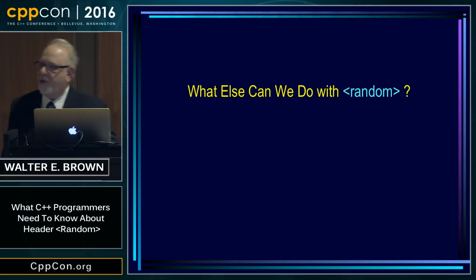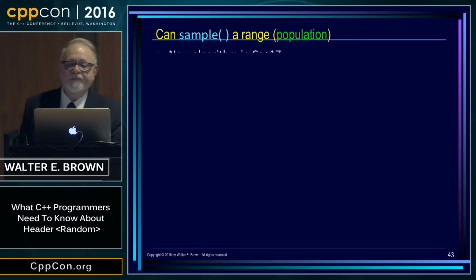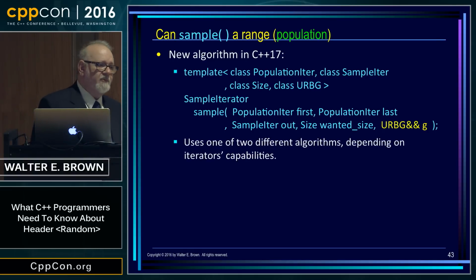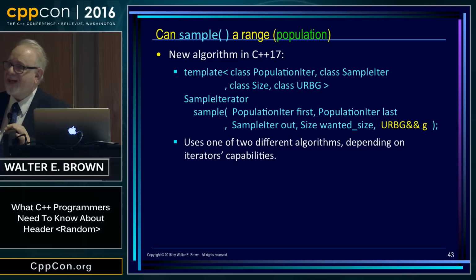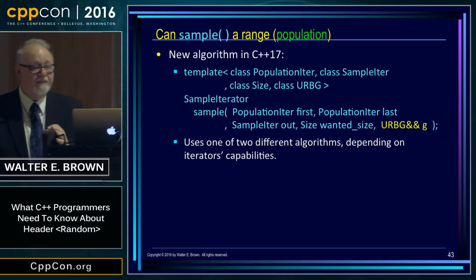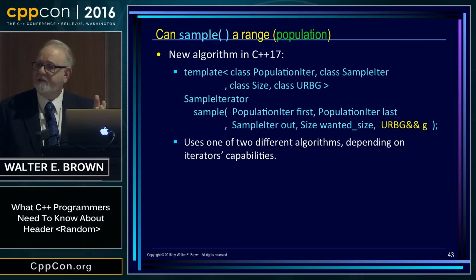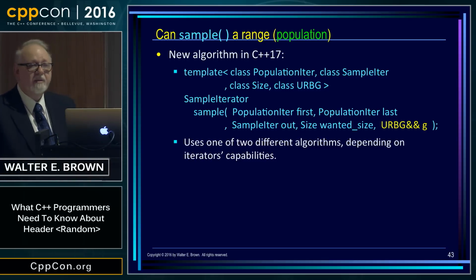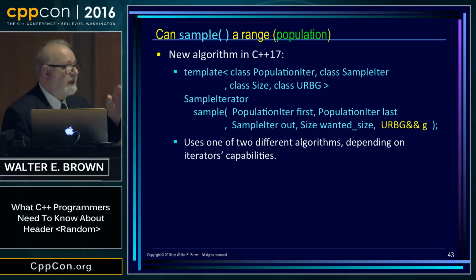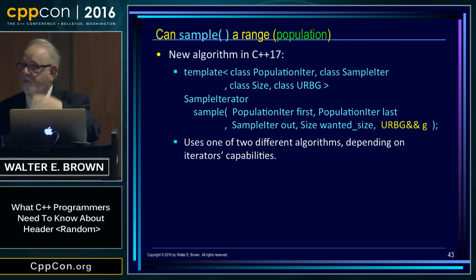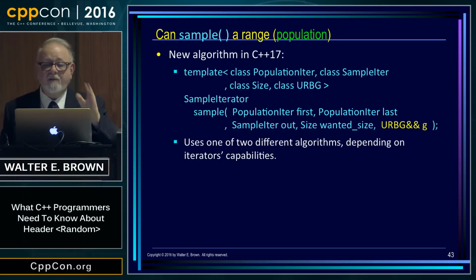Okay. Let me tell you quickly some of the other things you can do with random. We have a new algorithm in C++17 known as sample. There's the declaration. Under the cover, it's two different algorithms, and it picks the right one based on what kind of iterators you give it. Okay? So if you have what the statisticians call a population, you can just think of it as a range, begin and end. You give it that range, it's going to draw from that population. You tell it where to put the copy of the sample, how big a sample size you want, and it just does it.